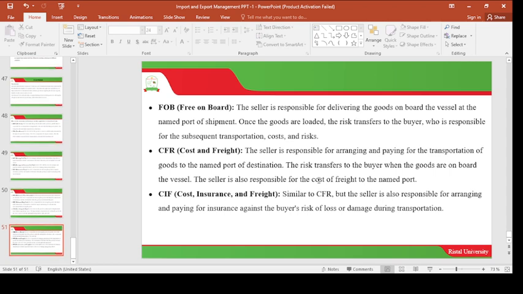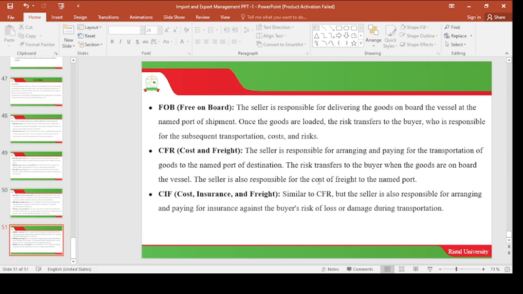Then lastly we have what we call free on board. Free on board, that is FOB. The seller is responsible for delivering the goods on board the vessel at the named port of shipment. Once the goods are loaded, the risk transfers to the buyer, who is responsible for the subsequent transportation costs and risk. So here, the seller is responsible for delivering the goods on board and also loading them. The cost of loading is also on the seller, but now the risk transfers to the buyer, and the transport cost until the final destination.